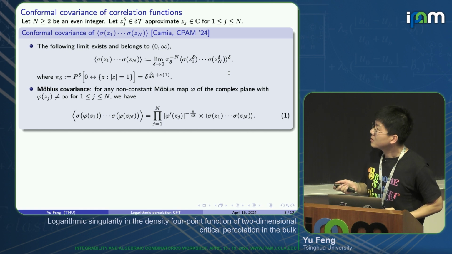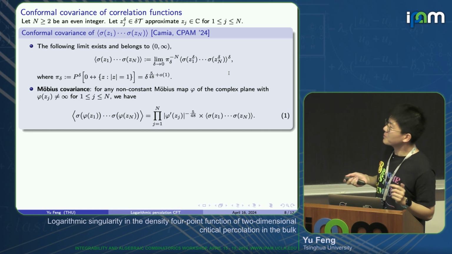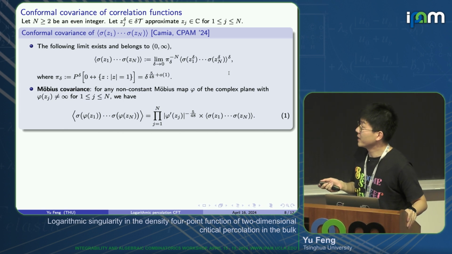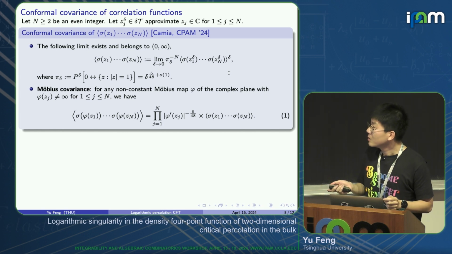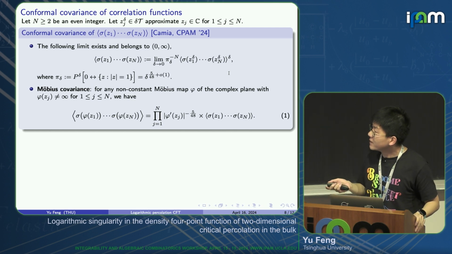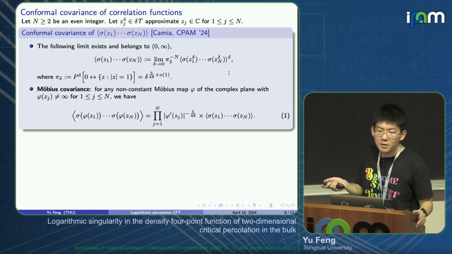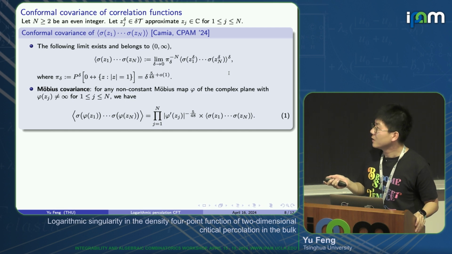Moreover, this spin correlation in the continuum is Mobius covariant. What does this mean? For any non-constant Mobius map phi of the complex plane, as long as it does not map any of the marked points to infinity, we can define the sigma correlation at phi(z1), phi(z2) to phi(zn). Then this spin correlation equals the spin correlation at z1 to zn times the absolute values of the product of some derivatives of the conformal map to a certain power.